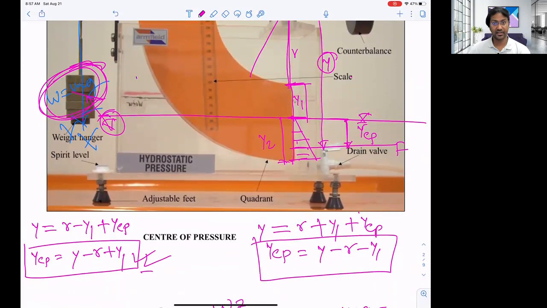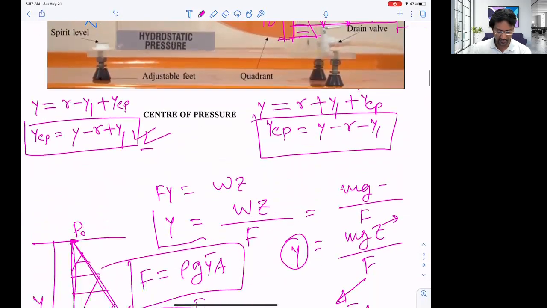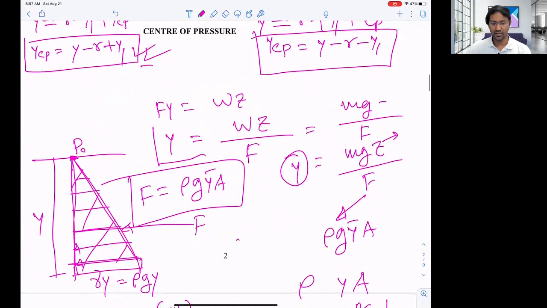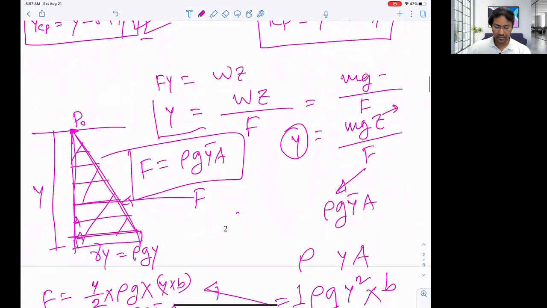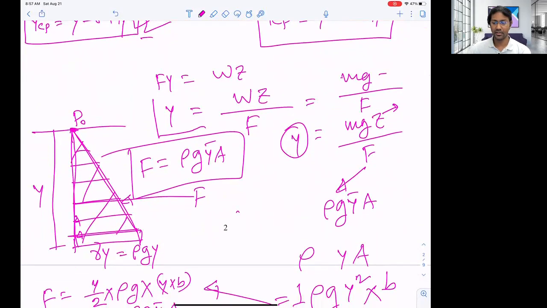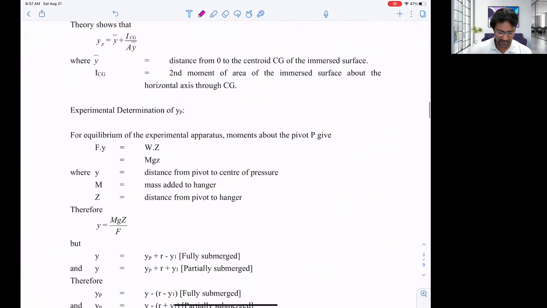So this is how we can calculate experimentally, by balancing the whole system and taking these readings of Y1, Y2, the mass on the pan and the moment arm. Then we can calculate Y, and use this formula for partially submerged and fully submerged to calculate YCP. And we already have an idea about the theoretical determination of YCP, right? So once we have all this data set, let me show you how to calculate.